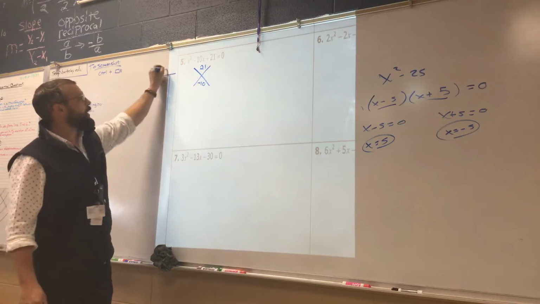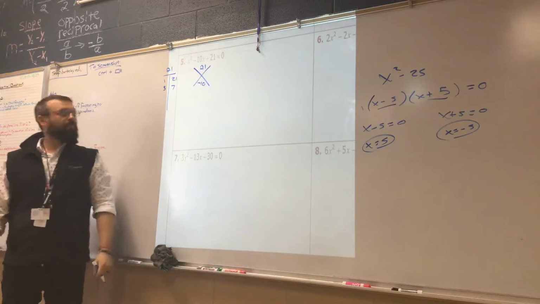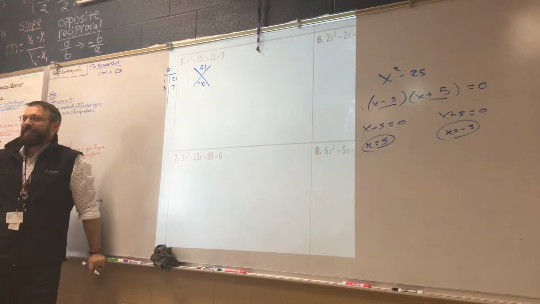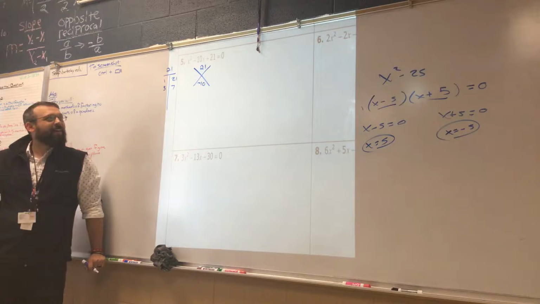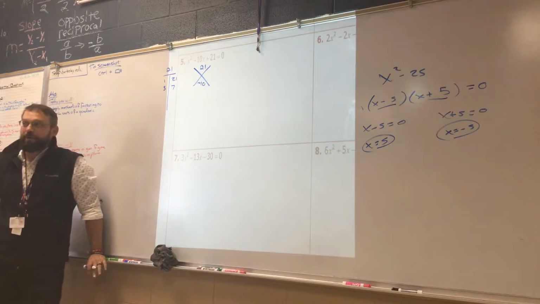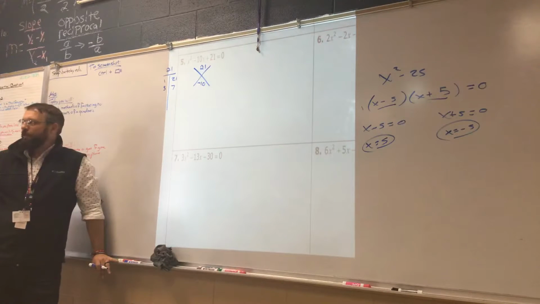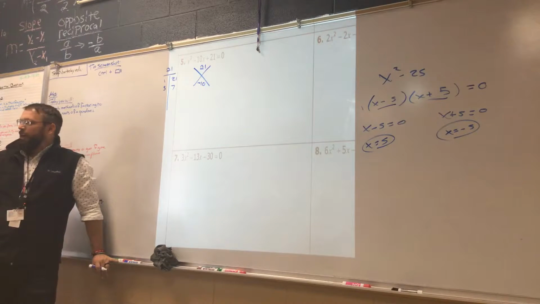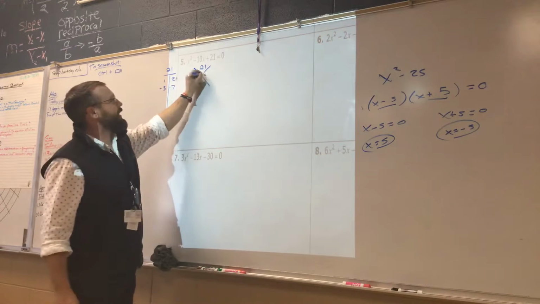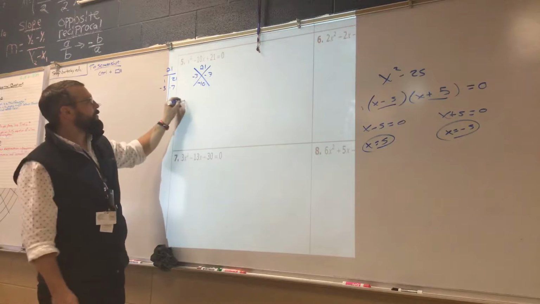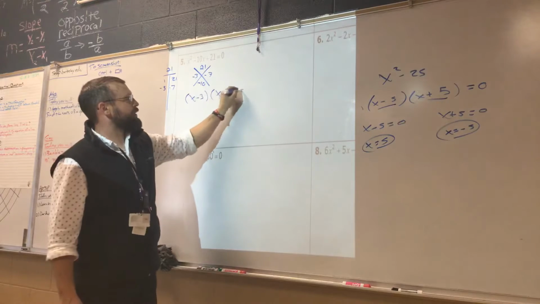So all the factors of 21. You think I got them all? All right, so they got to multiply and give me 21, but add to give me a negative 10. So I think we figured out pretty quick which ones they are, right? 3 and 7. See, negative 3 and negative 7, right? So x minus 3, x minus 7 equals 0.